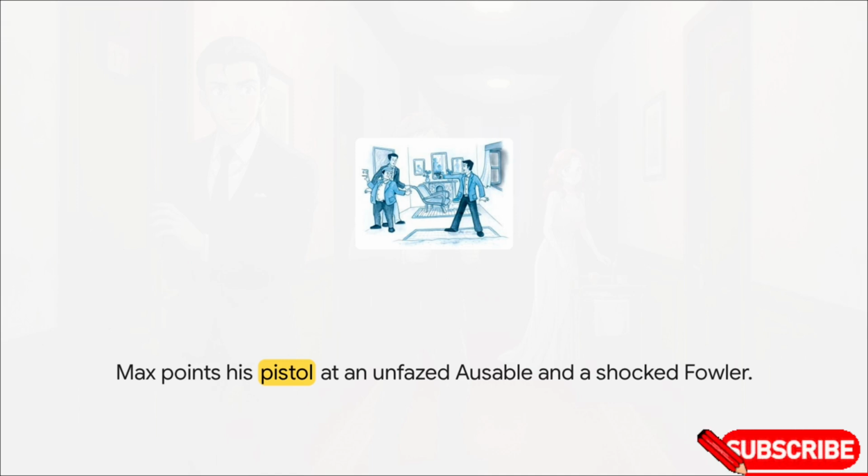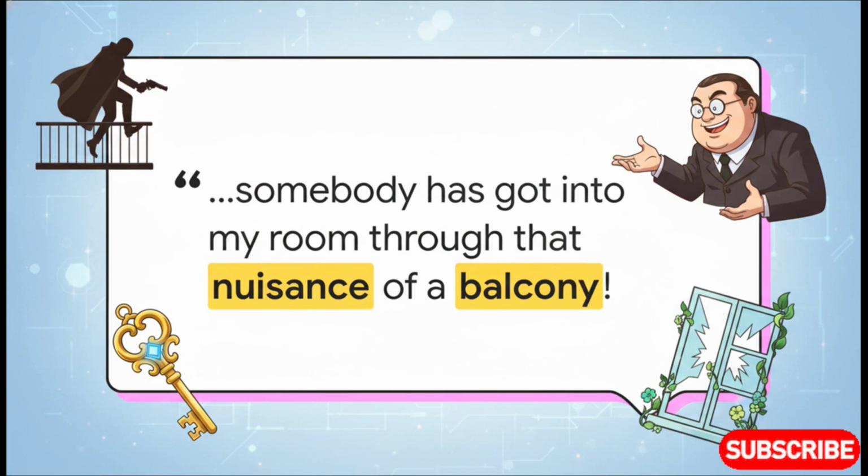Now, Fowler is completely frozen in shock, right? But look at Ausable. He's entirely unfazed. He literally just strolls over to an armchair and sits down heavily, like it's just another Tuesday. And right here, this is the exact moment Ausable begins weaving his brilliant trap. Instead of panicking about the loaded gun in the room, Ausable focuses his attention on something totally mundane.